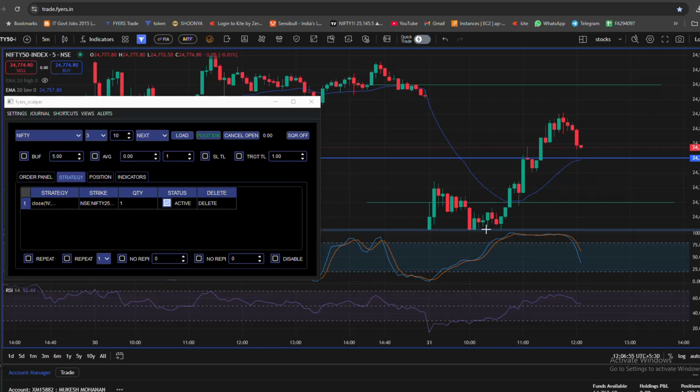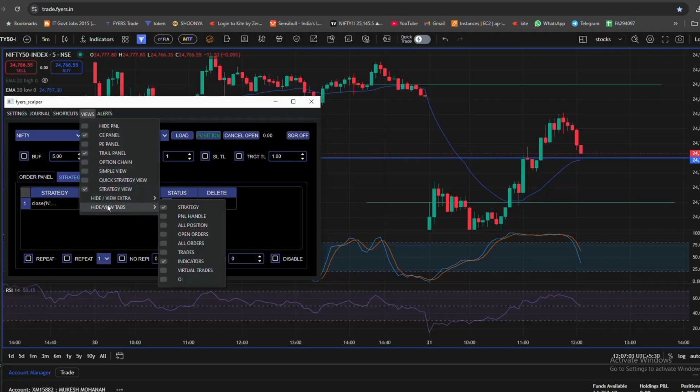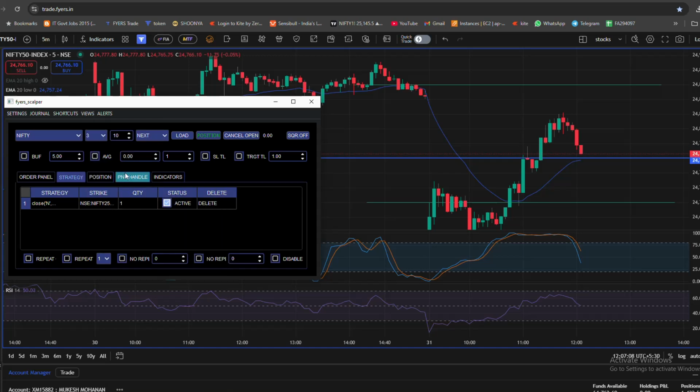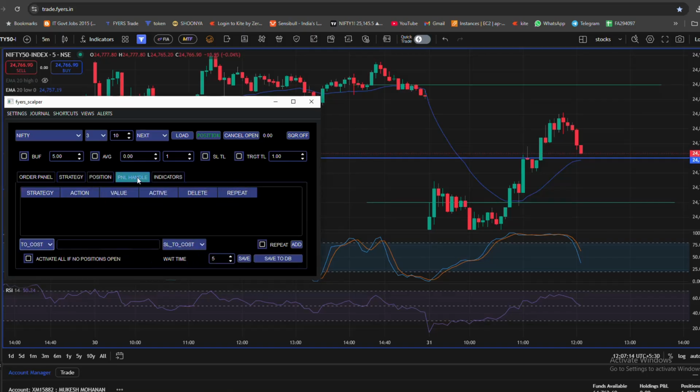The idea is when the price touches the 20 EMA of low price, it will place an order. Here I am enabling the PNL handle. Once the order is placed, I will exit my order when the price closes below this EMA. That is my stop loss.